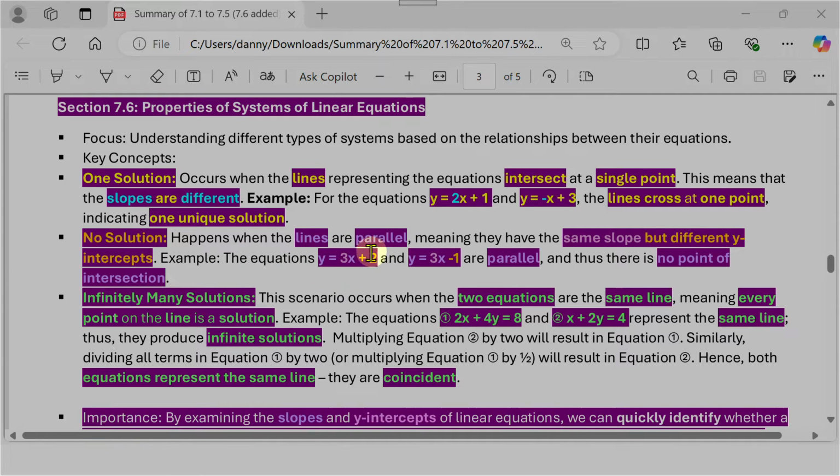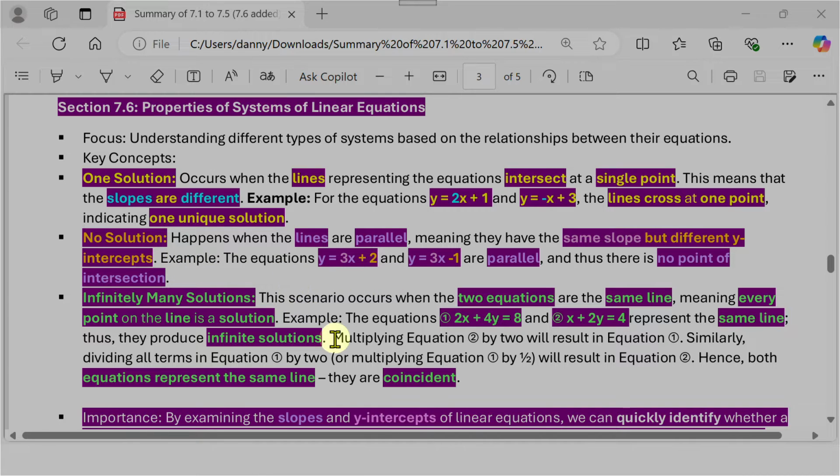So for example, if you look at these two equations, we have y equals 3x plus 2 and y equals 3x minus 1. You can see that both equations have 3x, so they both have a 3 for their slope. Therefore, the lines are parallel. But they both have a different y-intercept. So for example, this equation would intercept the y-axis at positive 2, and this one is going to intercept at negative 1. So the lines are parallel, but because they have a different y-intercept, there's going to be no point of intersection. Parallel lines never meet. And because they have different y-intercepts, they're not on top of each other. They are different lines. So that's no solution.